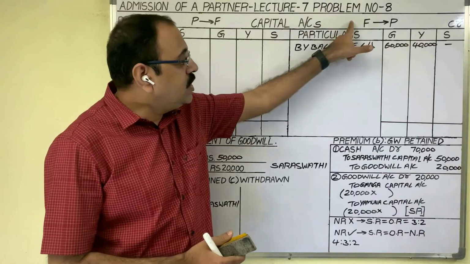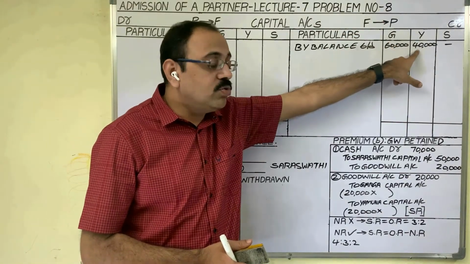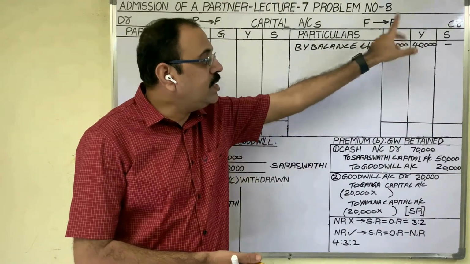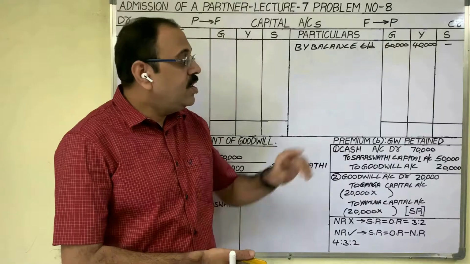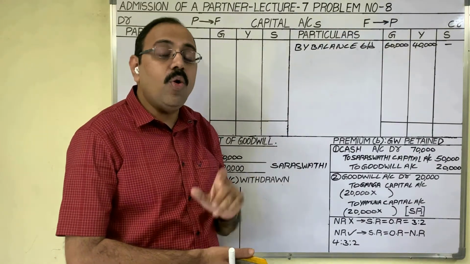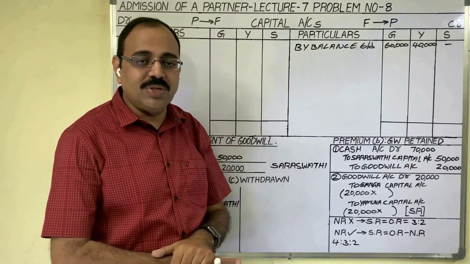Otherwise, you know this hint now. Partners brought 60,000 and 40,000 as capital into the firm. Suppose these partners are retiring, then the firm should pay these amounts to the partners. Therefore, opening balances appear on the credit side of the capital accounts.